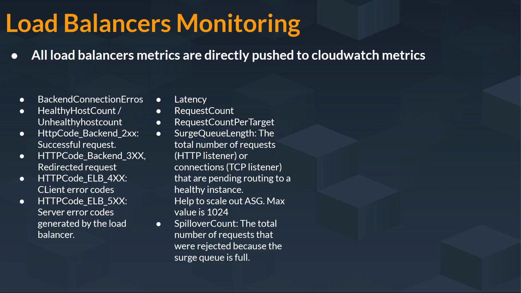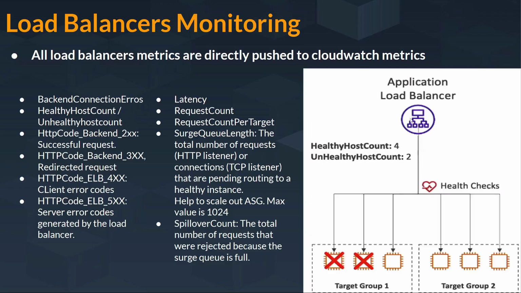Suppose you are requesting something and because there is already a request in the queue, your other request is being rejected. That type of thing you don't want in your load balancers. Suppose this is your application load balancer. Here are your instances in TG1 and TG2. In TG1 you have two instances which are unhealthy and one instance which is healthy. In target group 2, you have three healthy instances. So healthy host count will be 4 and unhealthy host count will be 2. That metric would be counted and pushed to CloudWatch metrics.